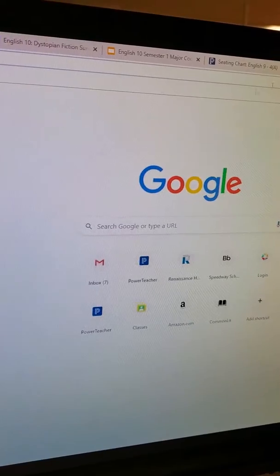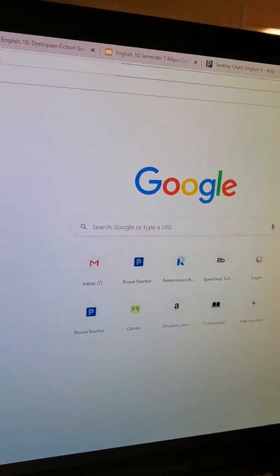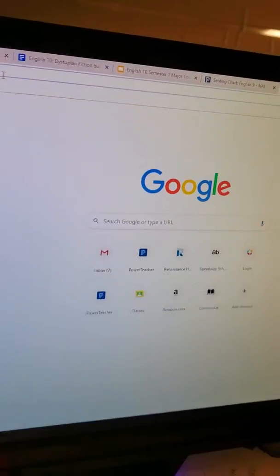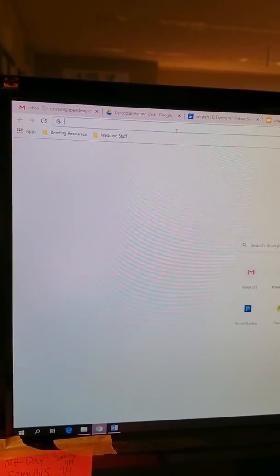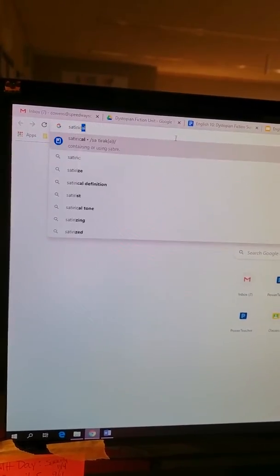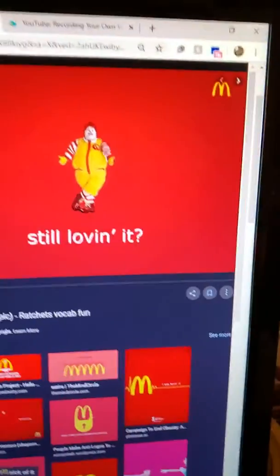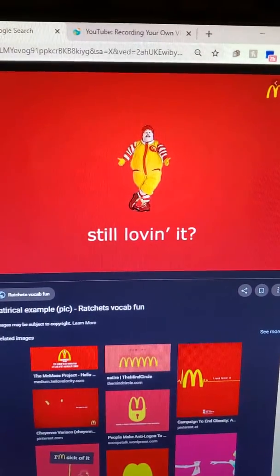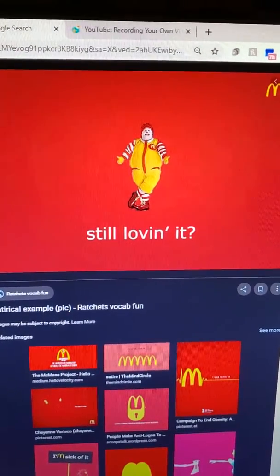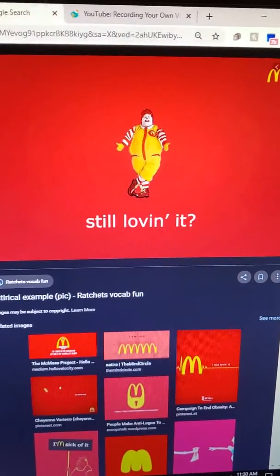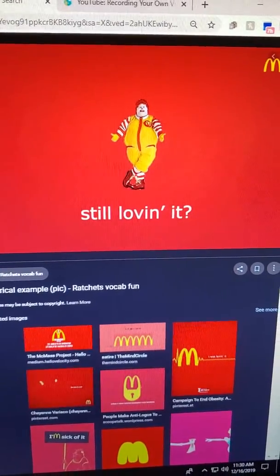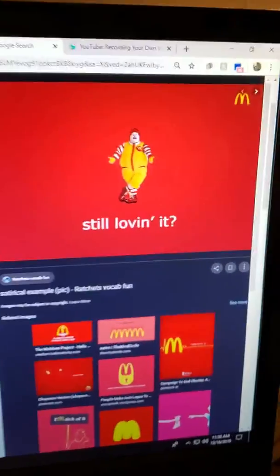Now, satirical ads, essentially satire is exaggerating or pointing out things that you disagree with for a humorous effect. Let me pull up an example here that we talked about in class. This one right here is Ronald McDonald. Instead of saying, "I'm loving it," they changed it to "still loving it?" Because they're saying McDonald's is going to make you fat, essentially, which no one would really enjoy.